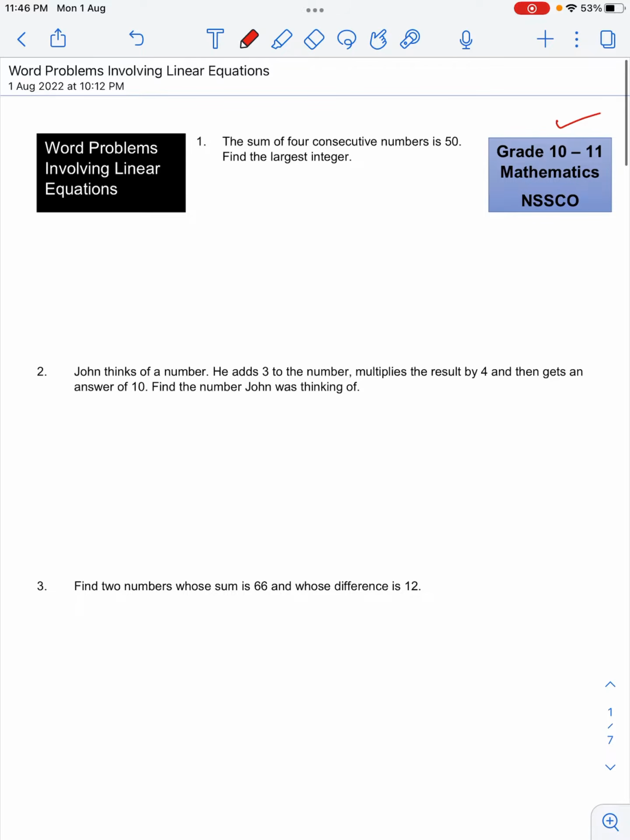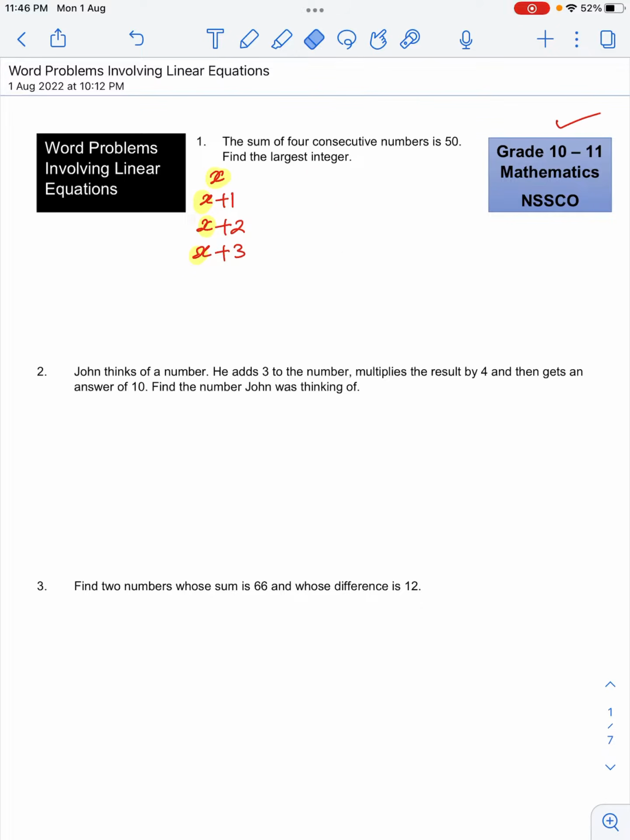Okay, so the first one says the sum of 4 consecutive numbers. So consecutive numbers, integers. So the first one, let it be x. The next one should be x plus 1, then x plus 2, then x plus 3. So check, if I start with a number like 4, then the next one will be 4 plus 1, the next one will be 4 plus 2, and 4 plus 3. And you will see that these numbers follow each other. So that is why I'm using the x, because we don't know quite what that number is.